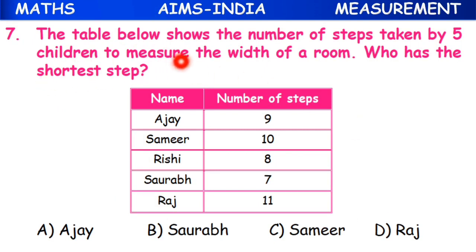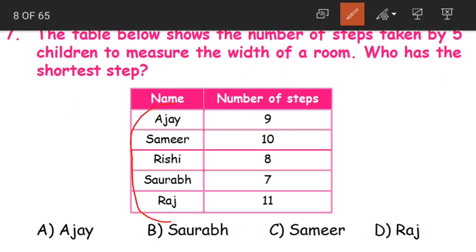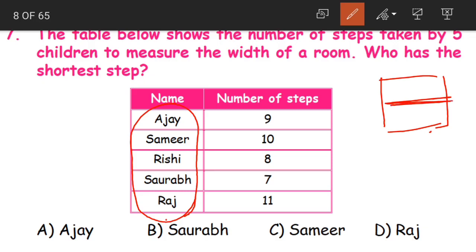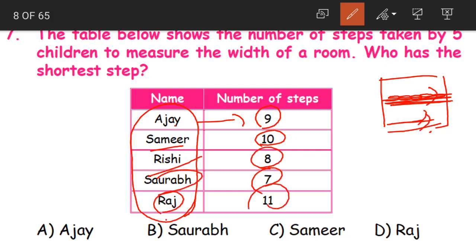Next question 7. The table below shows the number of steps taken by 5 children to measure the width of a room. Who has the shortest step? Here we have 5 children: Ajay, Sameer, Rishi, Saurabh and Raj. We have a room, and to measure its width, they have taken a few steps. Understood? 1 step, 2 steps, 3 steps, like this. Ajay had to take 9 steps to cover the room. Sameer had to take 10 steps. Rishi had to take 8. Saurabh had to take 7 steps and Raj had to take 11 steps.